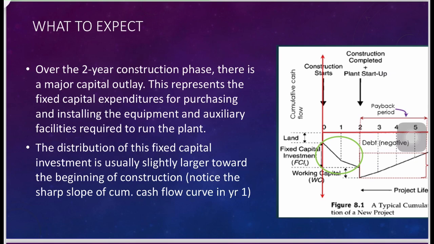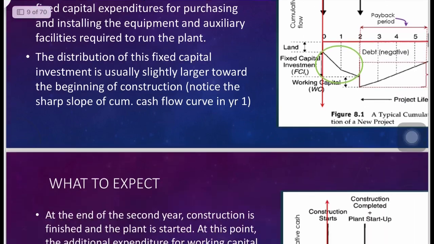So usually, there is a major capital outlay, since at the start we will be spending on equipment, which is our investment in the plant. We need to buy facilities to run the plant, and so usually at year one, it is slightly larger compared to year two. All right.